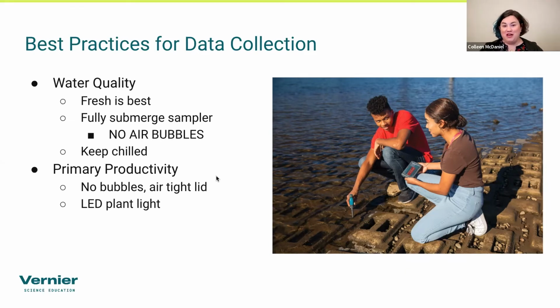So moving on from water quality, going on to primary productivity, and same thing with biological oxygen demand. Kind of the same ideas here. You want to make sure that you don't have any bubbles within your sample containers, that they are oxygen tight. And when doing primary productivity, again, I highly recommend an LED plant light just to ensure that you get the best results possible. The advent of those and them becoming very affordable, I think, has been a game changer in getting really good photosynthesis data, both aquatically and terrestrially.